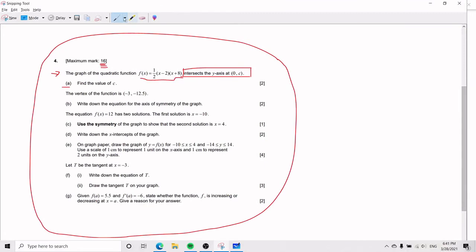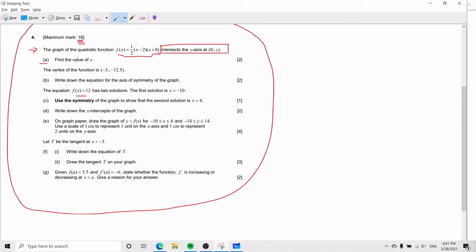Before moving on to part B, they give us that the vertex of the function is negative 3 comma negative 12.5, and to write down the equation for the axis of symmetry of the graph. So the first question is, what is a vertex, and what is the equation for the axis of symmetry? Vertex makes reference to when you have a quadratic function like this, that is your vertex, okay?